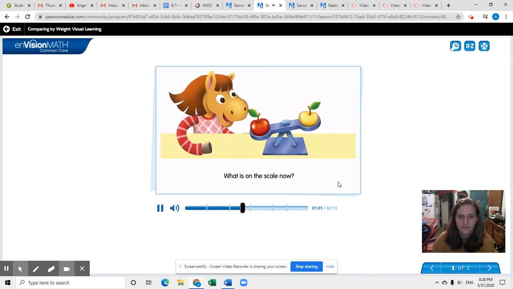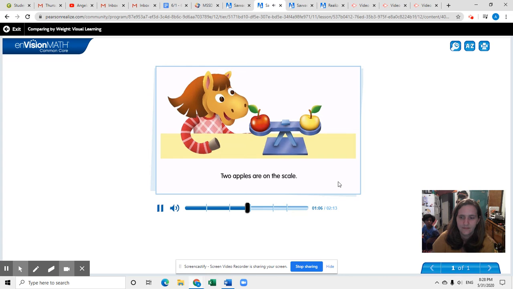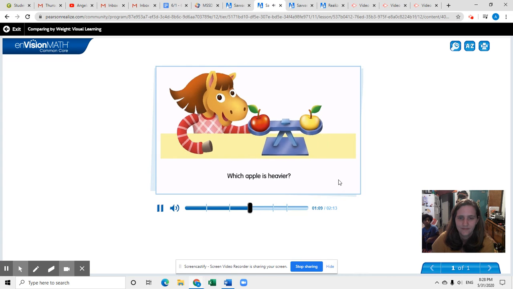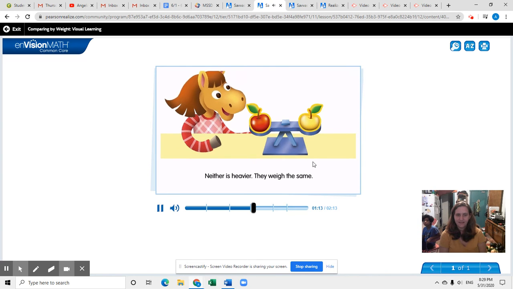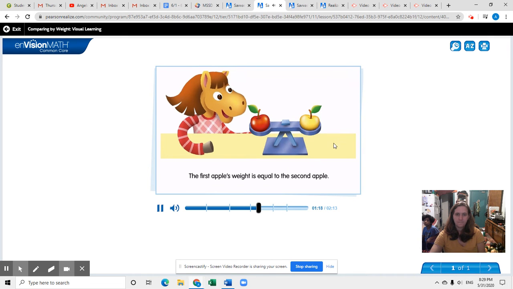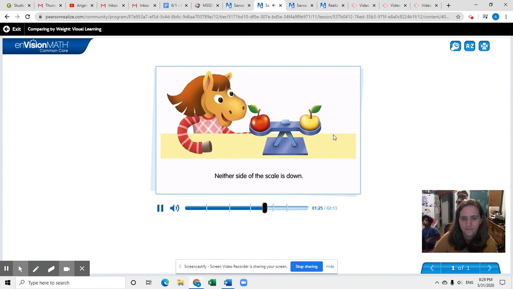What is on the scale now? 2 apples are on the scale. Which apple is heavier? There isn't one. Very good. They're the same. That's why it's even. Very nicely done. Neither is heavier. They weigh the same. The first apple's weight is equal to the second apple. How do you know they are equal? Neither side of the scale is down.